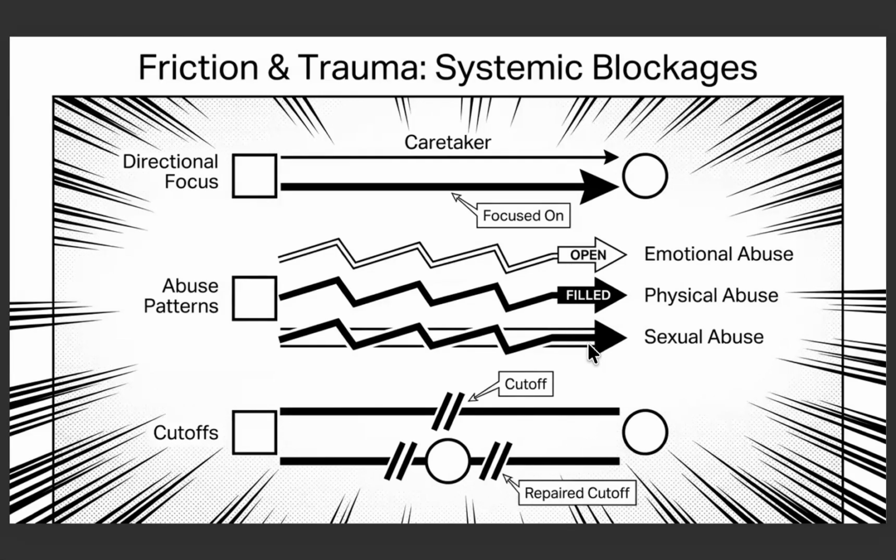Cutoffs, emotional cutoffs. That's when you move thousands of miles away from your family. You don't talk to them. So you have a cutoff here. Now, repaired cutoff has lines on each side, but the person in the middle, that's what they've repaired a cutoff with each other. That's the two lines there, but with a circle or a figure in the middle showing that they repaired it.